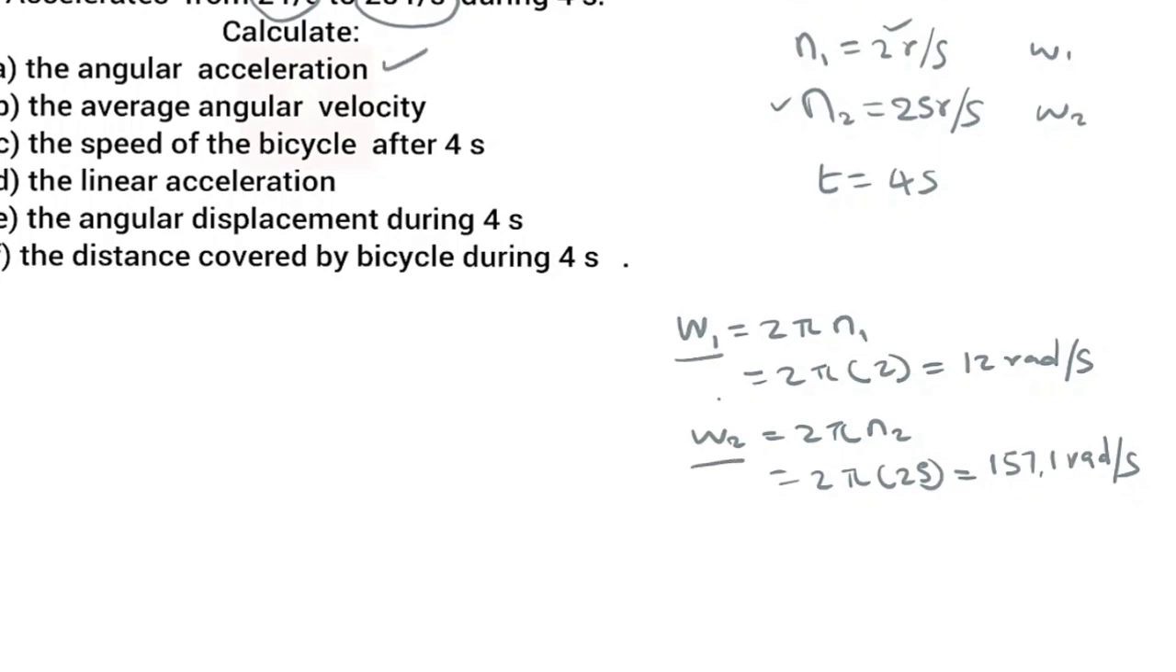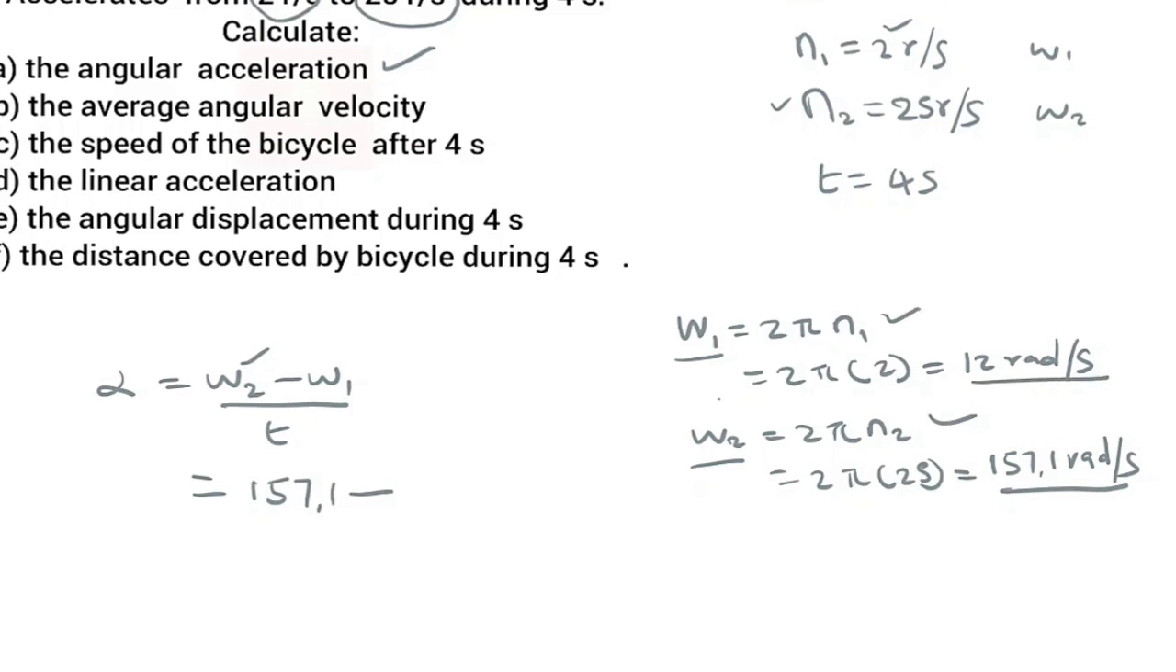Now let us calculate the acceleration. The formula to calculate angular acceleration is angular velocity 2 minus angular velocity 1, divided by time. Angular velocity 2 is 157.1, minus angular velocity 1, which is 12, divided by the time, which is 4. Then we get our angular acceleration to be 36.3 radians per second squared. That is the angular acceleration.